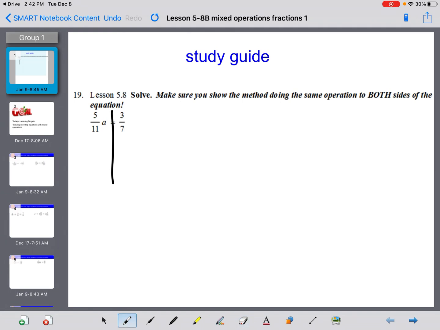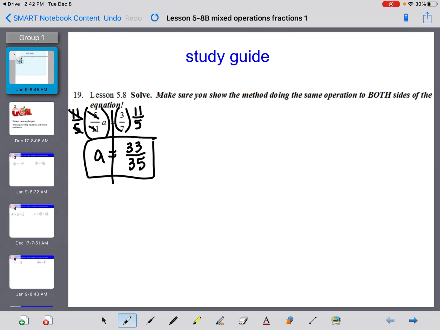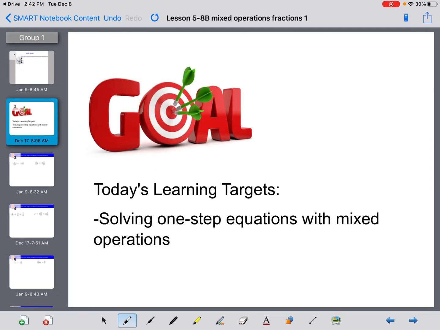I see that A is multiplied by 5/11ths, and I learned yesterday that I can solve this by dividing by 5/11ths, which is the same as multiplying by the reciprocal, 11/5. That isolates my variable, or leaves my variable by itself. 11 times 3 is 33. 7 times 5 is 35. A is 33/35.